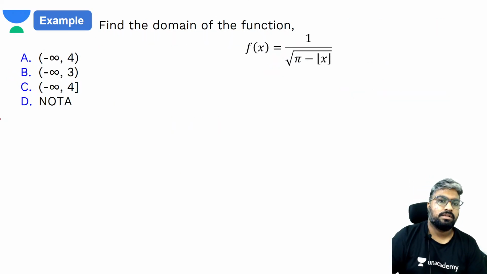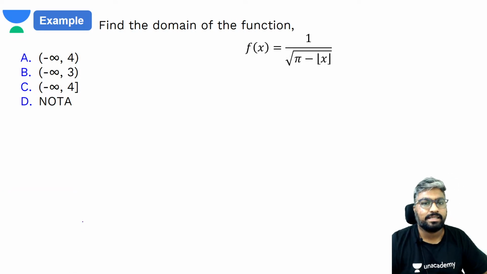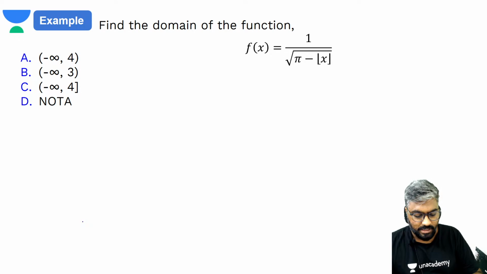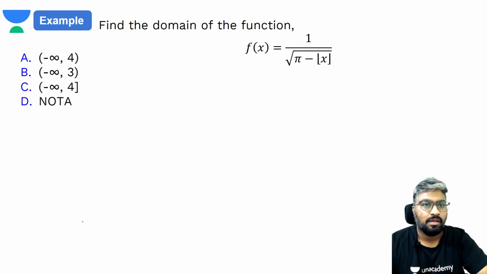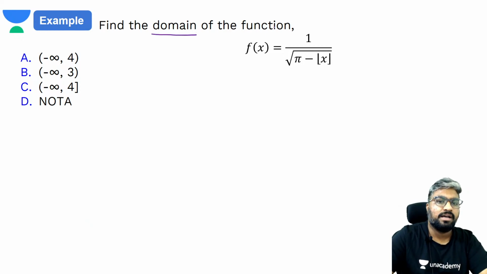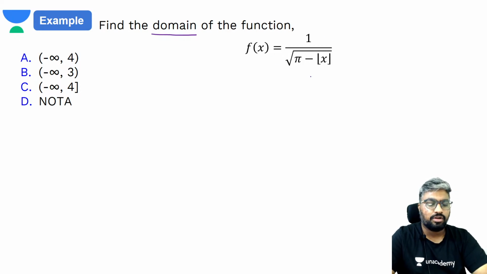Now let's try this out. Read the question carefully, don't rush into it. It's very simple and very doable as well. Try it, let's see how many can answer it. We have to find the domain of the function f of x is 1 by square root of pi minus the greatest integer function of x. Please be careful about that. Try to find the domain.